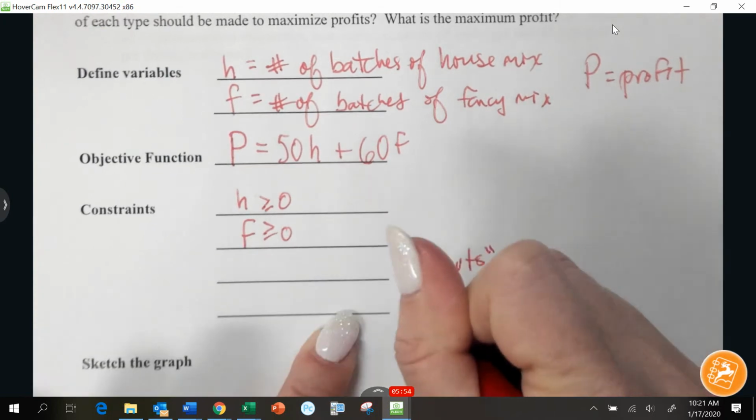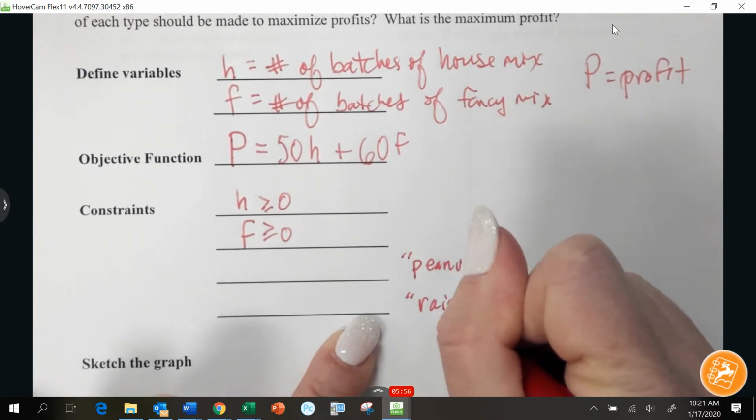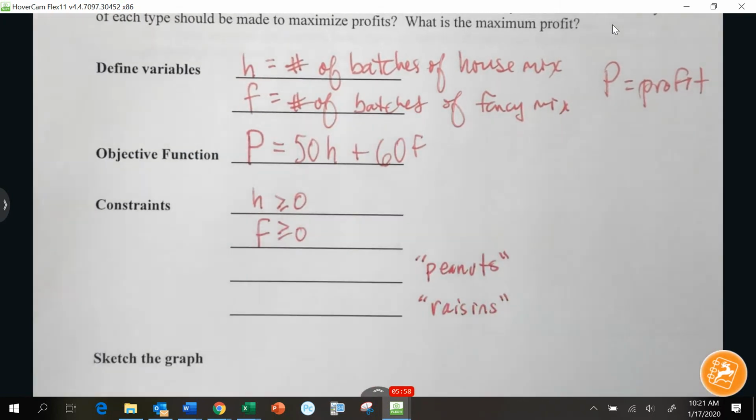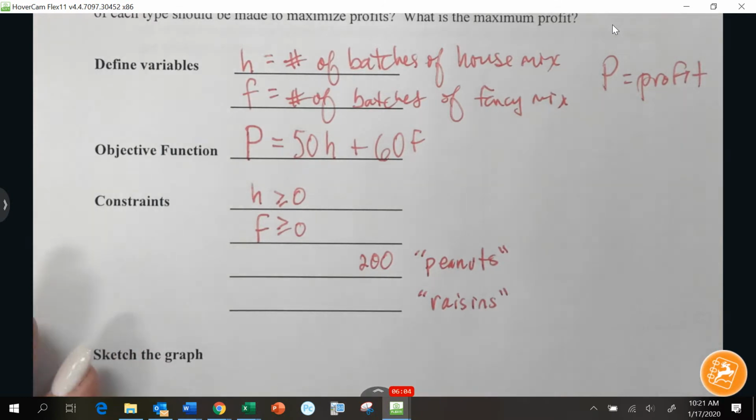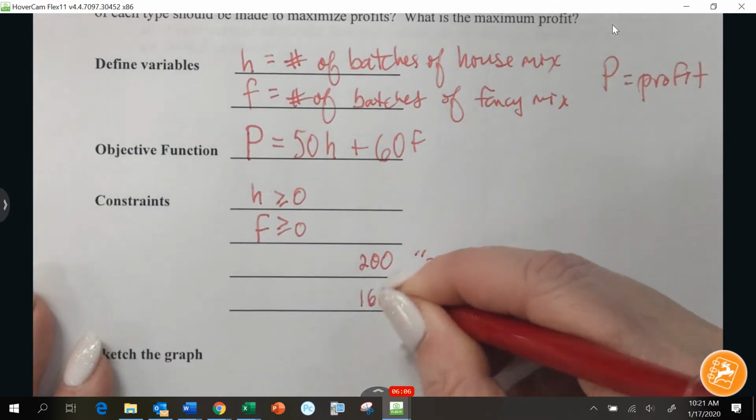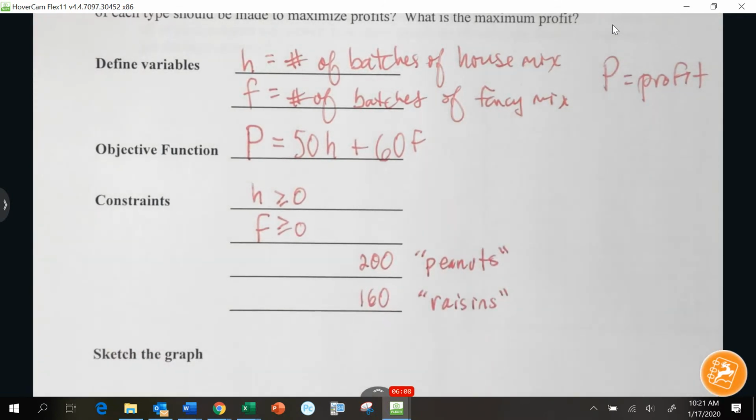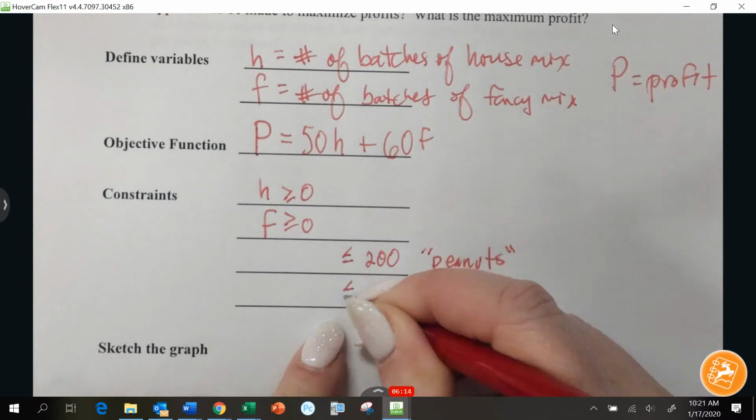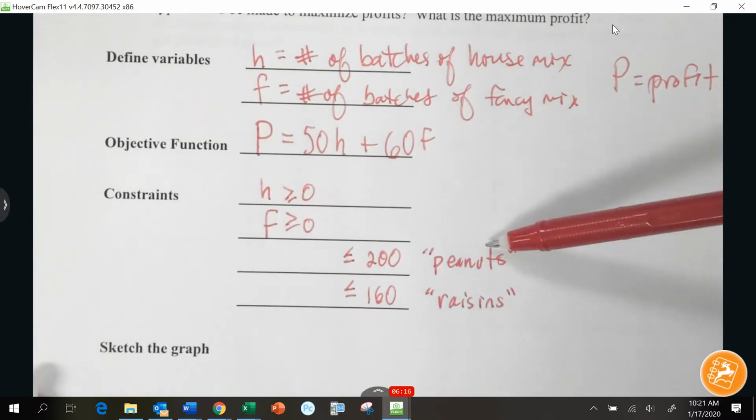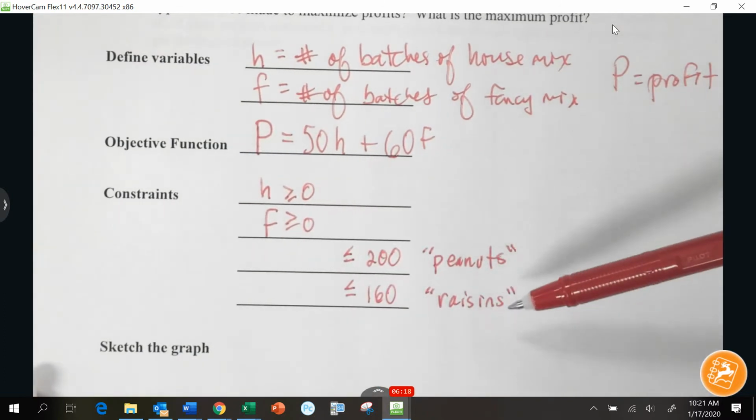And we're going to have a constraint that has to do with raisins, because those are the two totals they gave me. They gave me 200 pounds of peanuts as the max that we can use, and 160 pounds of raisins as the max that we can use. We can't go over that. So I know that is a total I have to stay less than or equal to. So those are going to be the start of my other two constraints.